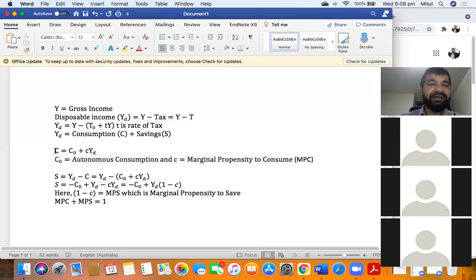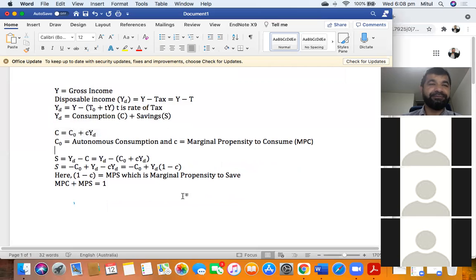And how do you define your consumption? That's what we try to understand here. The consumption is calculated as autonomous consumption plus marginal propensity to consume multiplied by the money that you have, which is disposable income. This is known as your consumption and savings model.